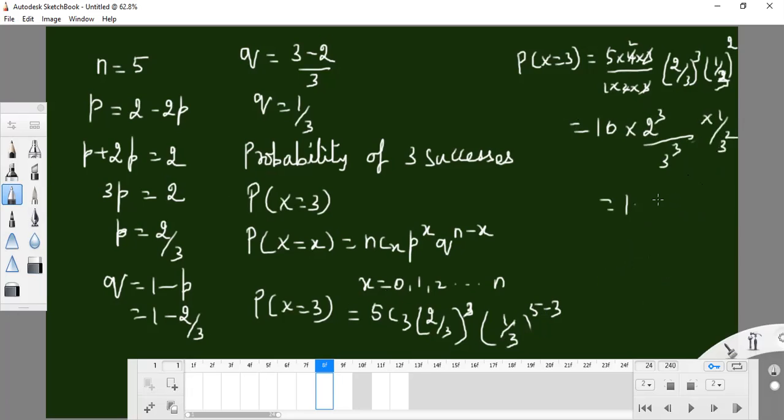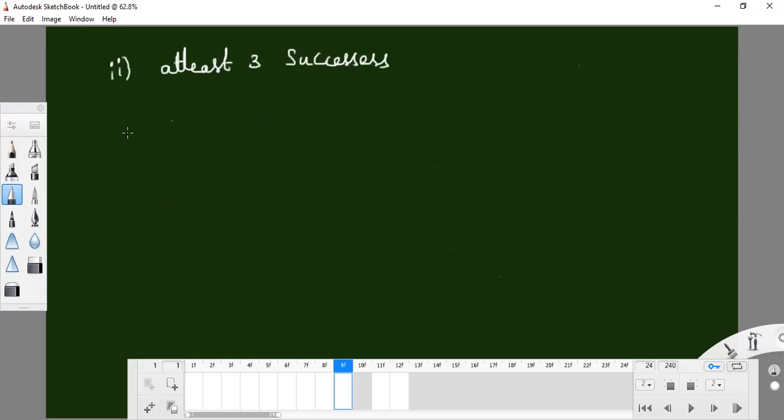So 10 into 8 by 3 power 5. So it gives 80 by 243, because the q value is not 1 by 2; the q value is 1 by 3. See, what is the next one? At least 3 success. At least means P of x greater than or equal to 3.